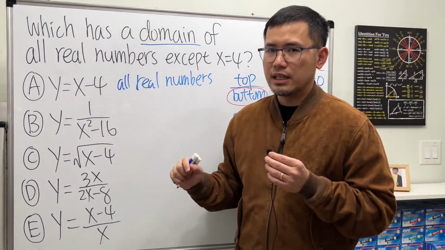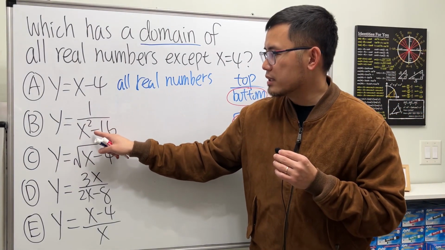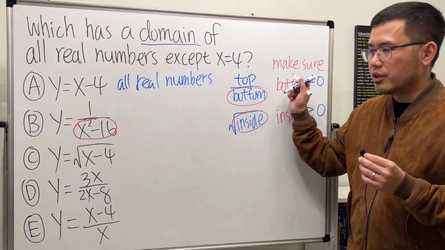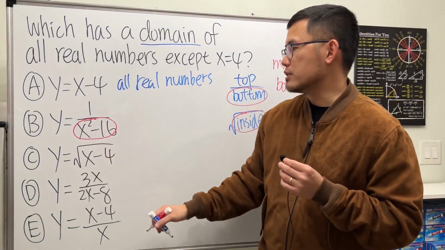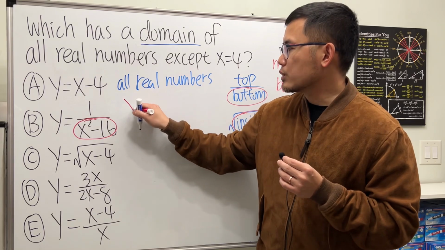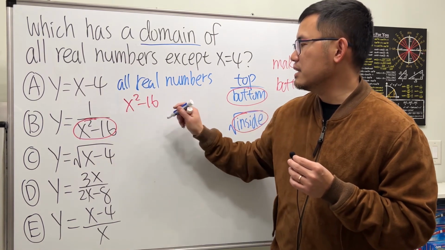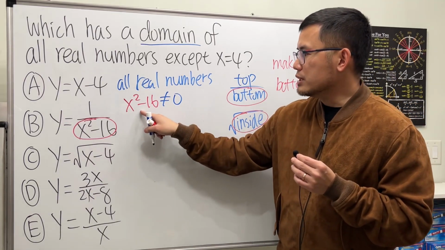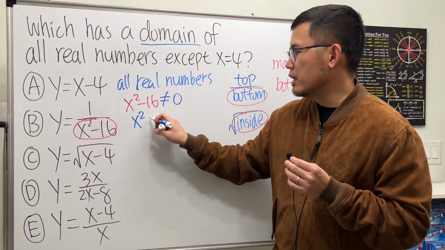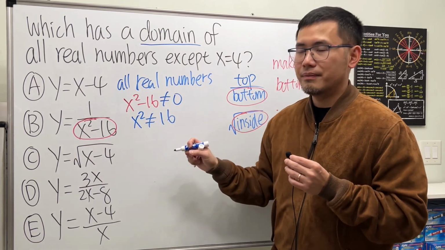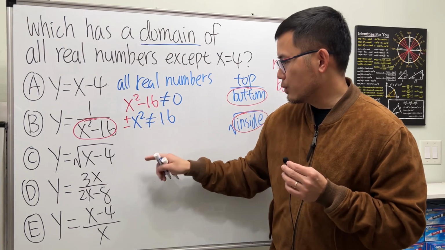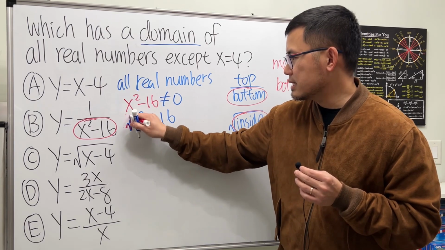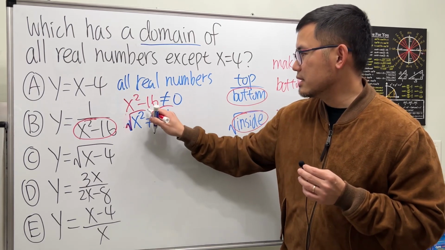But if you take a look at the second one, we have 1 over x squared minus 16. So, by what we mentioned earlier, we will have to make sure that the bottom is not equal to 0. So we have to set x squared minus 16 is not equal to 0, and then solve it from here. We can just put the 16 to the other side and get x squared not equal to positive 16. And then take the square root on both sides with the plus or minus on the right. Let me put it down like this. Take the square root on both sides.